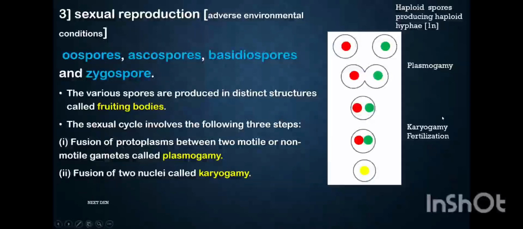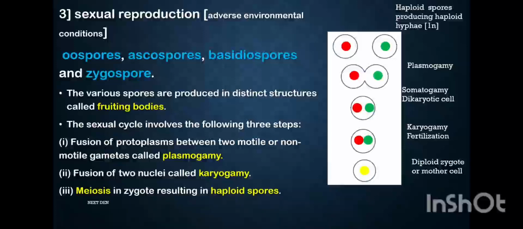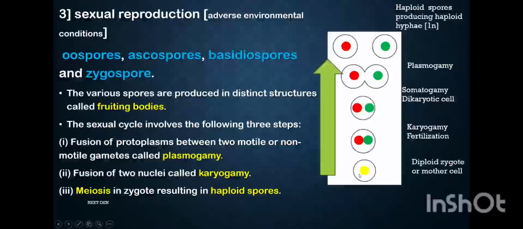In between plasmogamy and karyogamy, there is a stage when the plasma has completely fused, but the nuclei have not yet fused, and this is called the dikaryotic stage or dikaryotic cell. And ultimately, at the end, when the diploid zygote or mother cell is produced, this mother cell undergoes meiosis and produces more haploid spores, which give rise to haploid hyphae, and the whole procedure continues. So this is sexual reproduction.